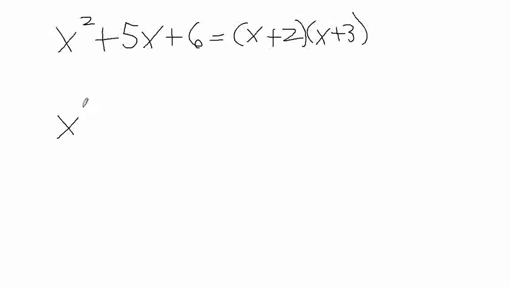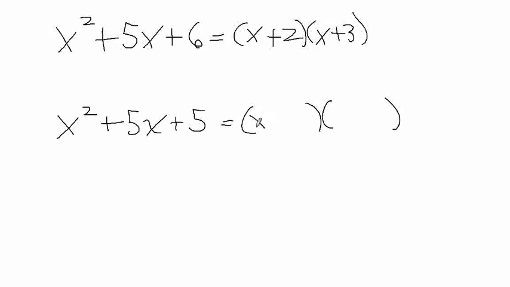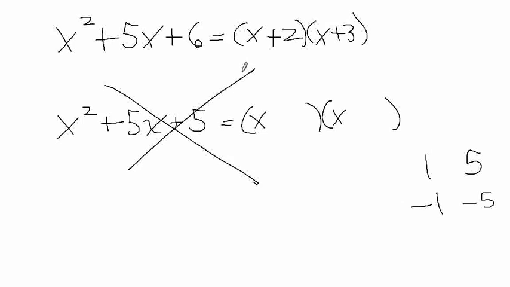Let's say instead I asked you to factor x squared plus 5x plus 5. All right, I made a little change. I just changed that 6 by 1. All right, so let's try to factor this one. So for the x squared, we'll put an x and an x, and for the 5, the only choices are 1 and 5 or minus 1 and minus 5. Okay? And none of those number pairs add up to 5. So there is no way to factor that quadratic expression.